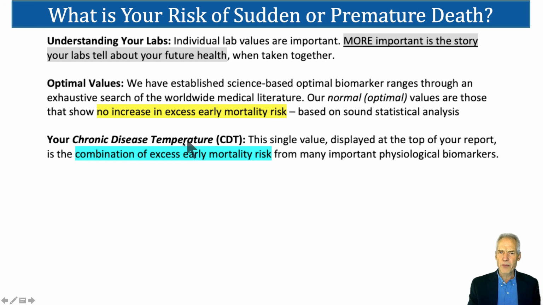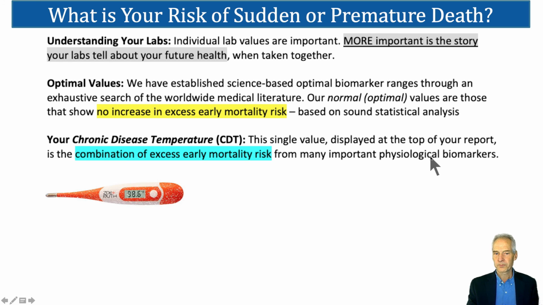And the chronic disease temperature, it's simple. This single value displayed at the top of your report is the combination of excess early mortality risk from many, 20 in this case, important physiological biomarkers. So it is not your core temperature like you read with the thermometer, but it's akin in terms of risk. It's related. The 98.6 scale is the scale we use, but we're looking at a very different set of markers and a very different set of measurements. We're not looking at your core temperature.